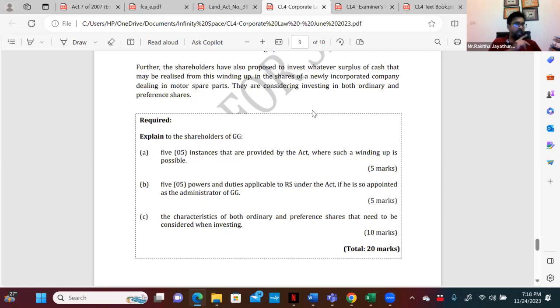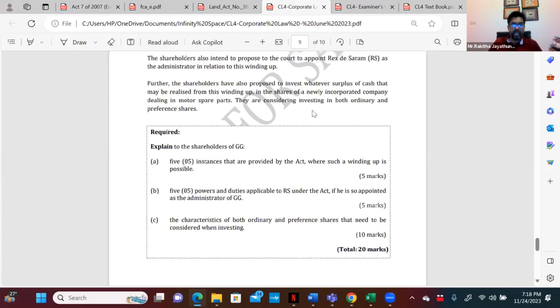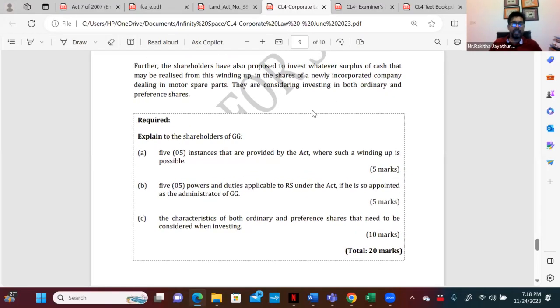Main issue is you guys don't read the questions very carefully. The characteristics of both ordinary and preference shares that need to be considered when investing. Characteristics. So what you should do here is explain the characteristics of both ordinary shares and preference shares, nothing else. So when it comes to an ordinary share, basically the ordinary shareholders are the real shareholders of the company.